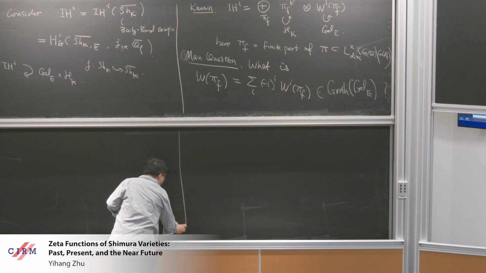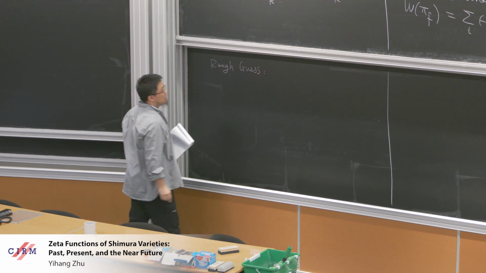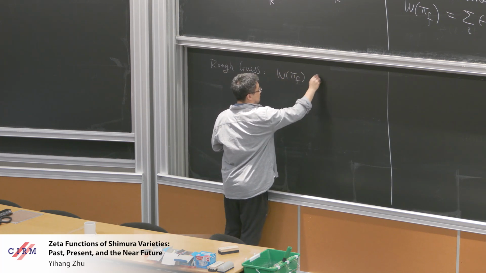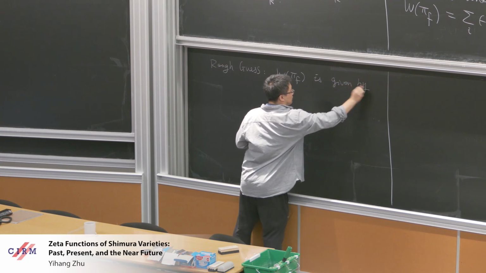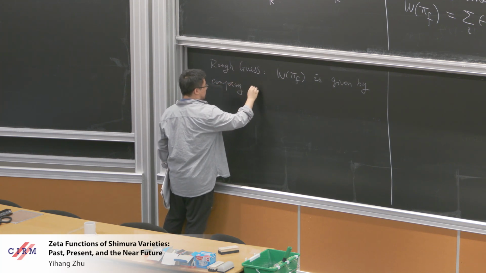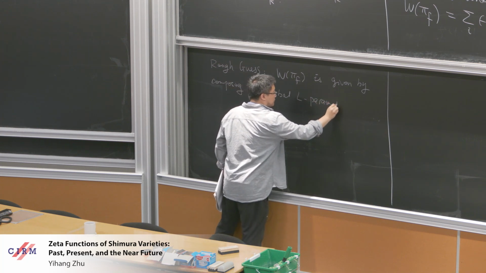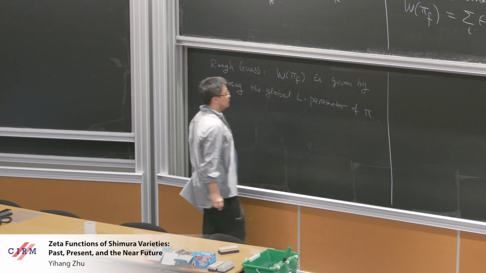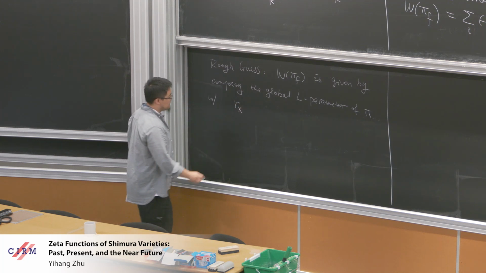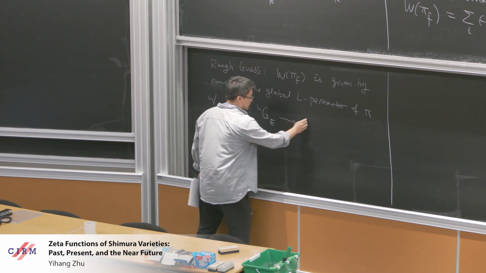So here is a rough guess. The rough guess is simply that this is given by W pi f as a color representation, given by composing some kind of global L parameter of pi with this particular representation R sub x of the Langlands-Steele group, base change to E, into some GLN.